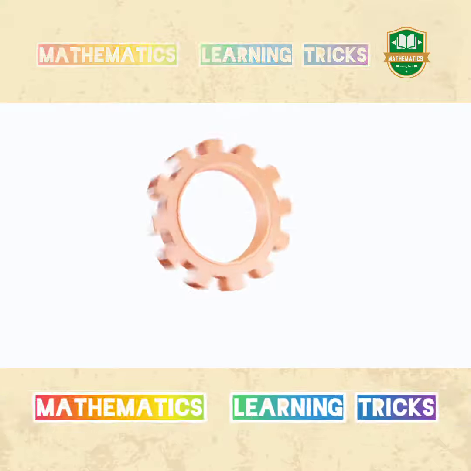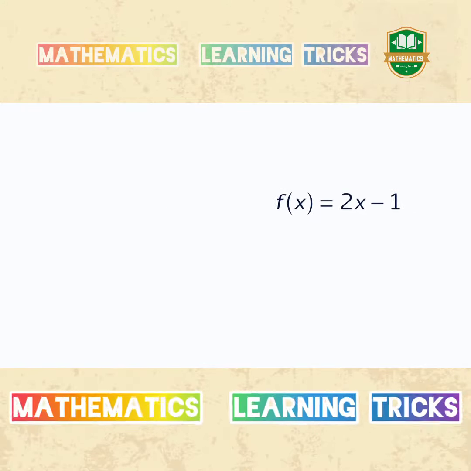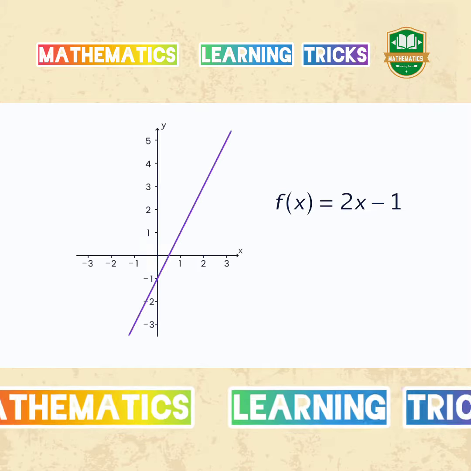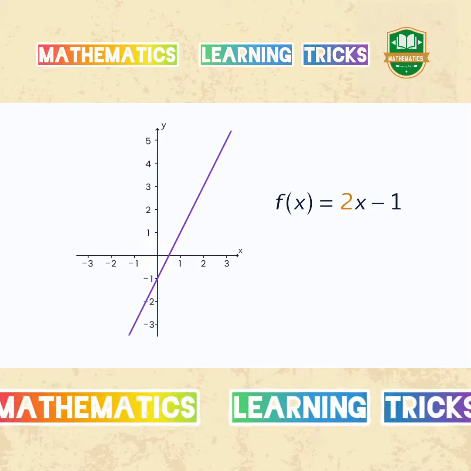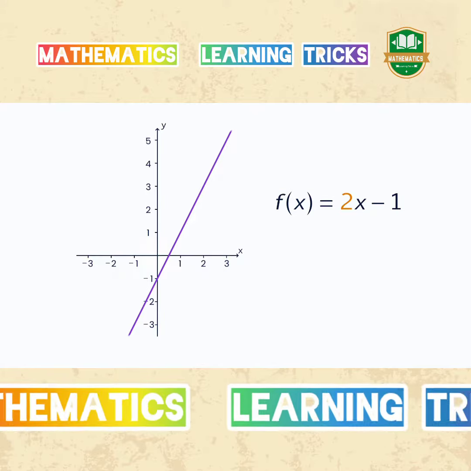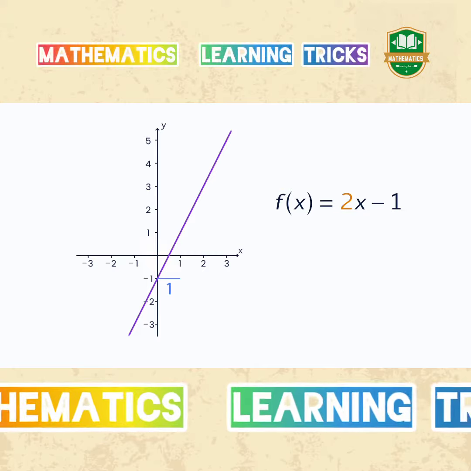Let's look at an example. f of x equals 2x minus 1. Here, the slope, m, is 2, which tells you that when the input x increases by 1, the output, f of x, will increase by 2.